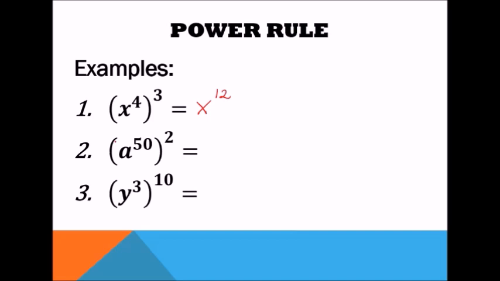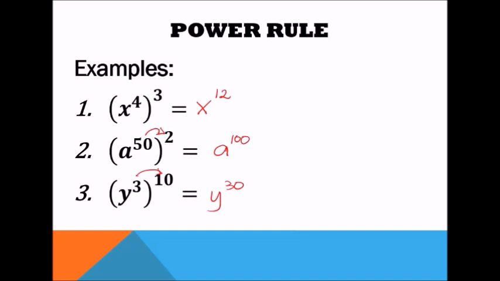So, for number 2, we have a to the 50th power times a to the 50th power. To shorten the process, just multiply 50 times 2. So, it will become a to the 100th power. Next, for number 3, alangan namang isulat pa natin ng 10 beses tong y cube na to. So, to shorten the process, y, copy the base. Then, 3 times 10 is 30.